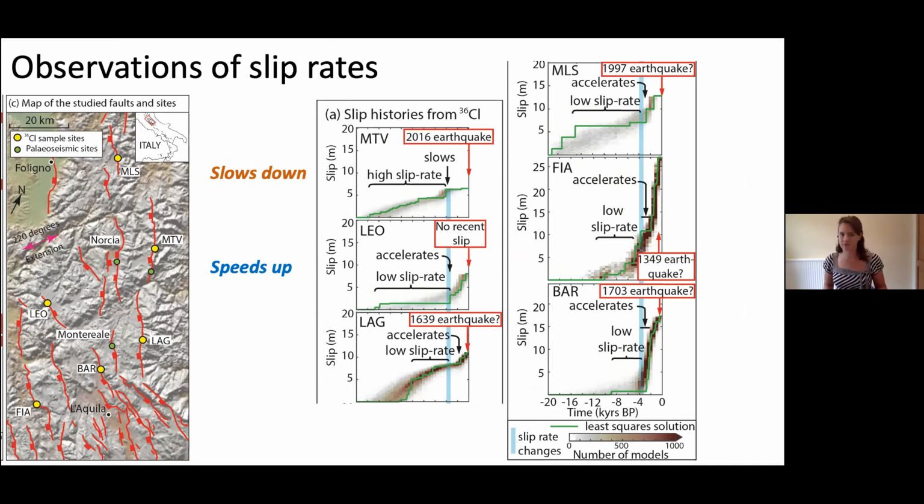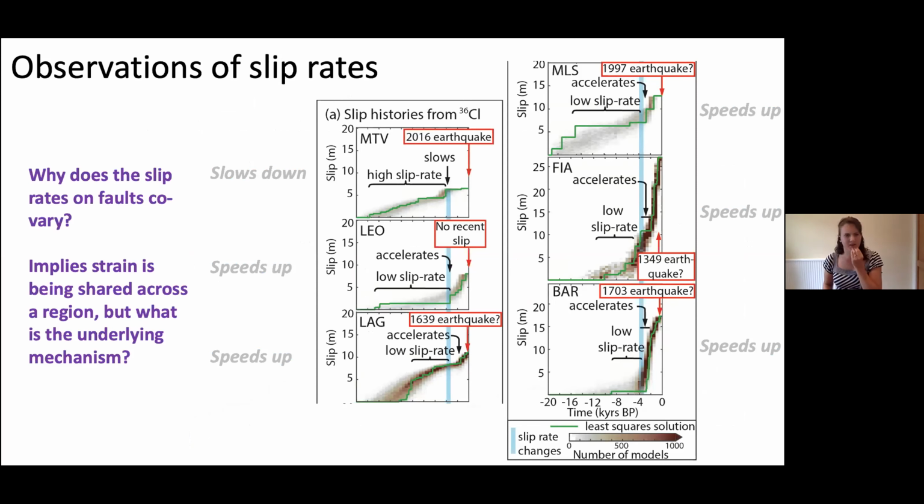The Leonessa fault speeds up at 4,000 years. And actually, a lot of other ones also speed up. So this is really puzzling. Why do these slip rates vary? It kind of implies that strain is being shared, but what's the underlying mechanism?